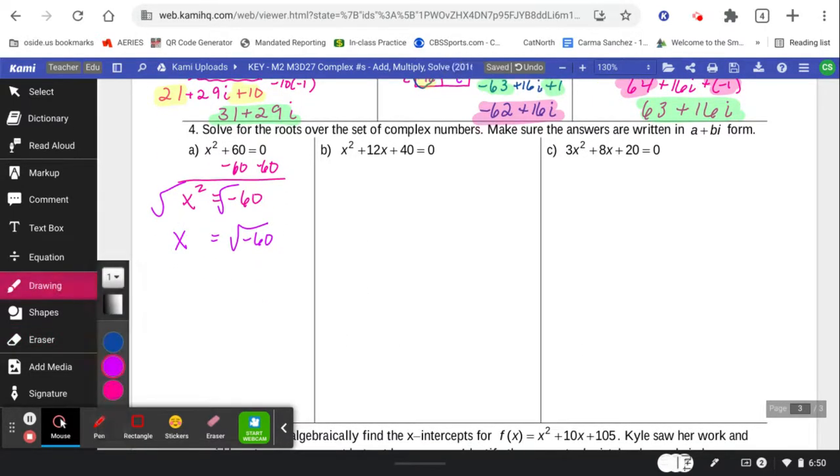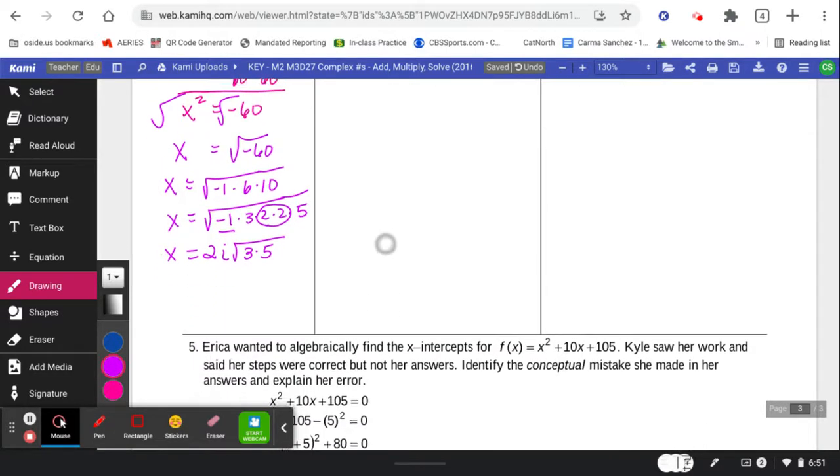All right, so break down that 60. 6 and 10, 15 and 4. Six times 10 breaks down even further. All right, what can come out? What stays in? Final answer.